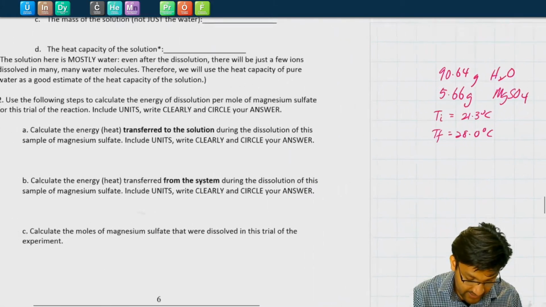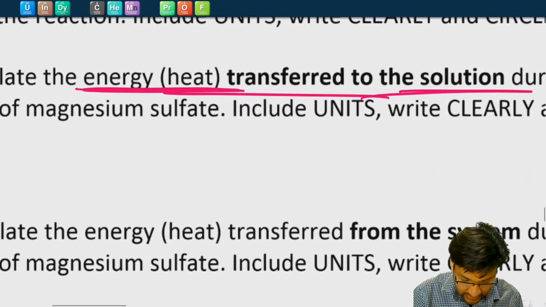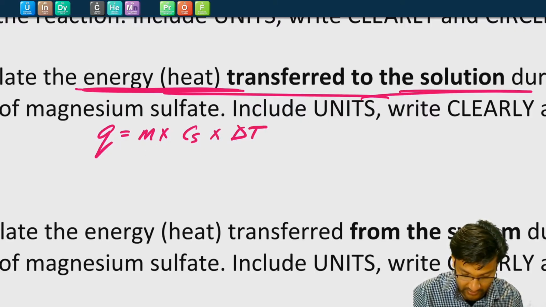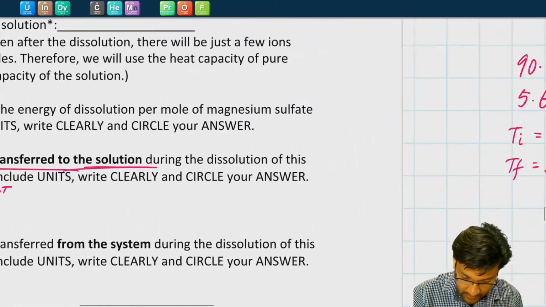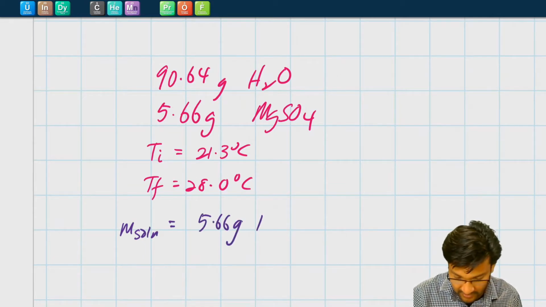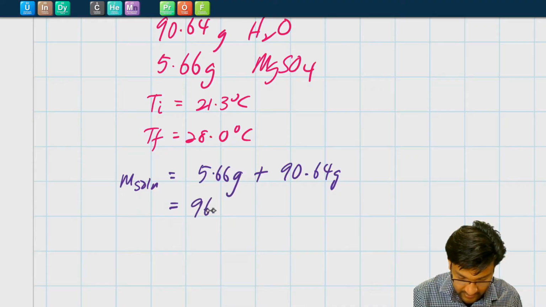So the first part says to calculate the energy transferred to the solution, the heat energy. We know that heat is the mass times the specific heat capacity times the temperature change. So let's calculate the mass of the solution and the temperature change. The mass of the solution would be the mass of the solute, which is 5.66 grams, plus the mass of the solvent, the water, which is 90.64 grams. This will come out to 96.30 grams.